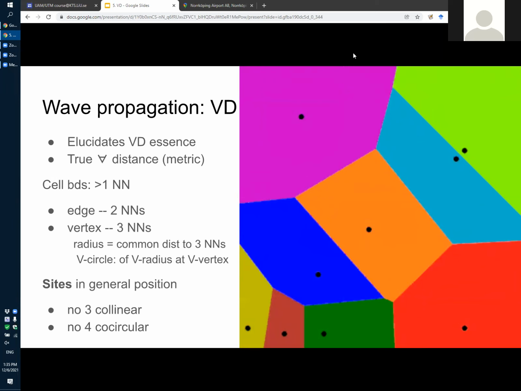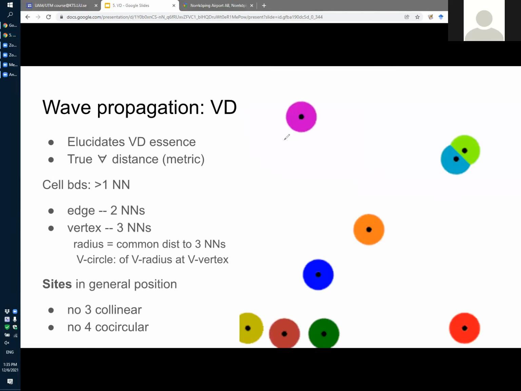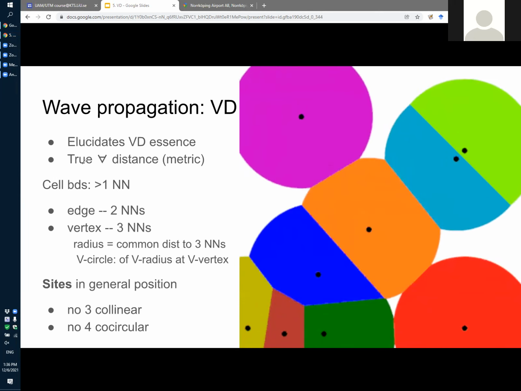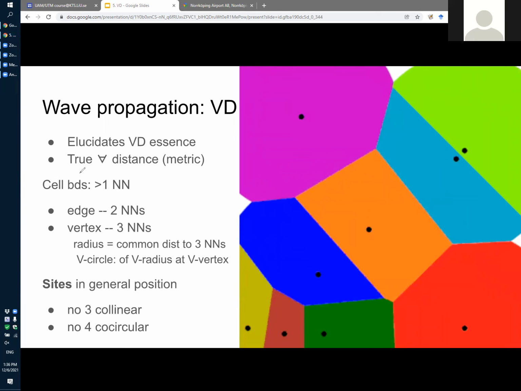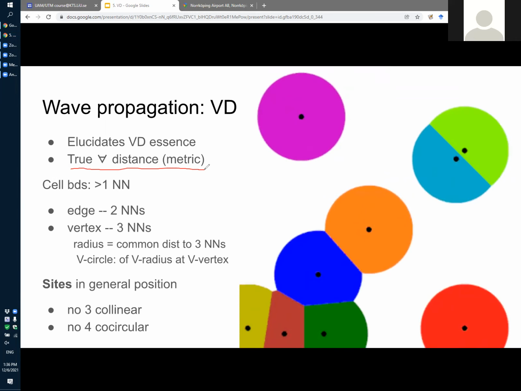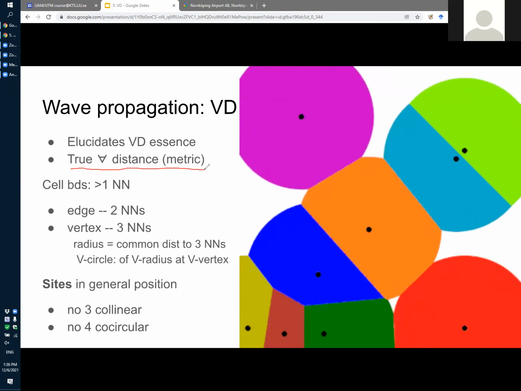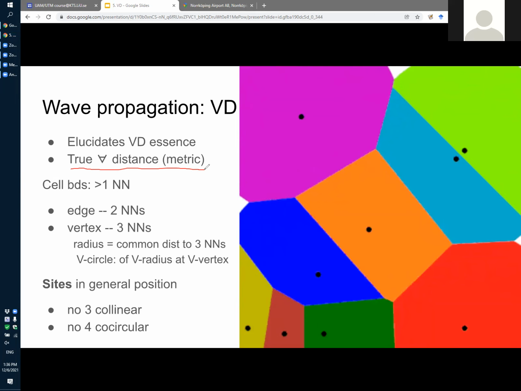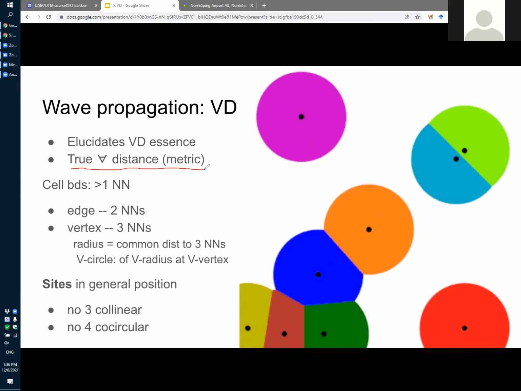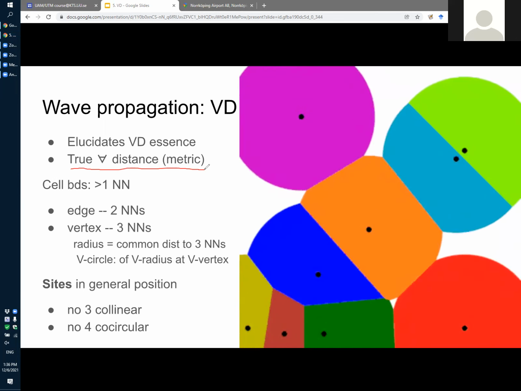Here the animation is done for the Euclidean distance. So the waves, when they propagate, form circles before they collide. But this is true for any other metric. You can do a similar wave propagation in the network metric, the travel time metric induced by a set of roads, and then we also saw it by a metric induced by shortest paths in polygonal domains, and so on.